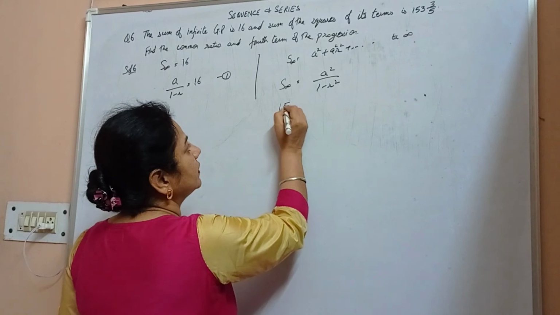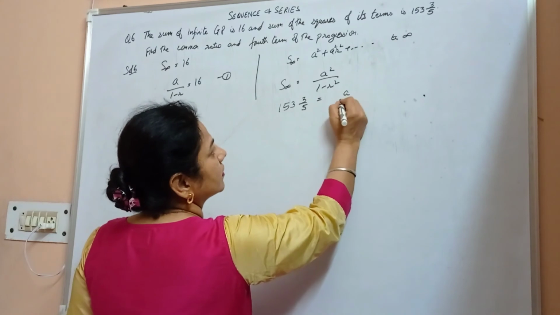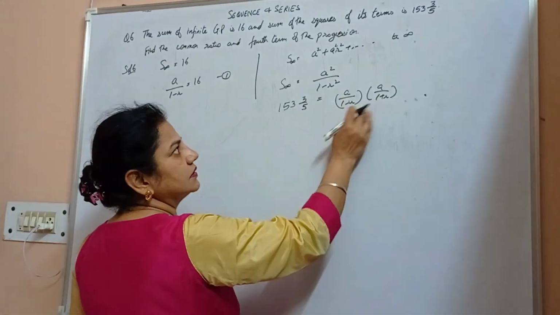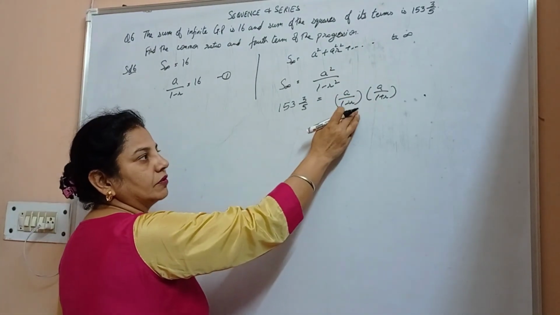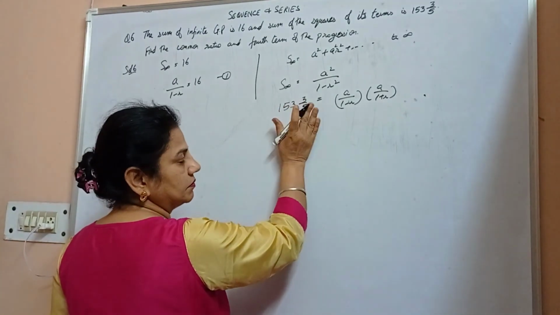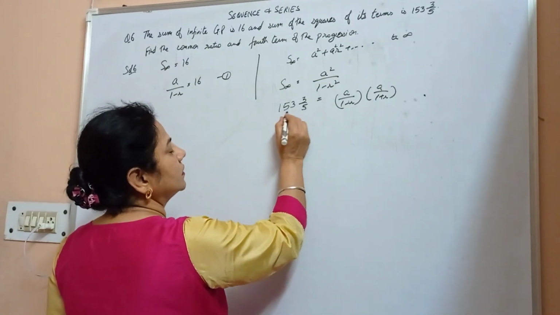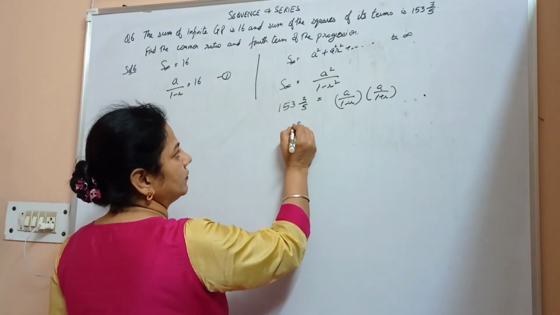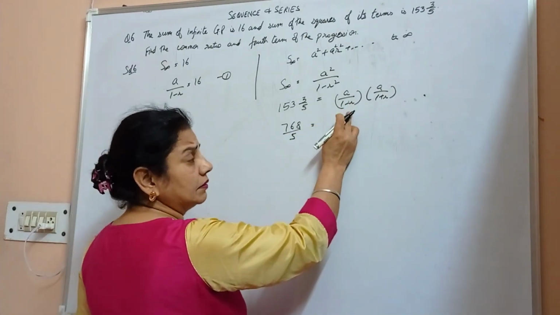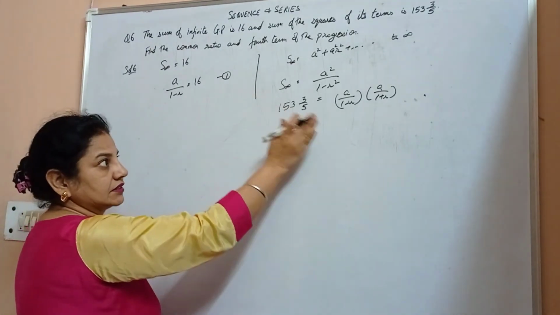So I will write 153 3 by 5 is equal to a upon 1 minus r into a upon 1 plus r. I split it into the factors a upon 1 minus r and a upon 1 plus r. Solve this, make the mixed fraction into an improper fraction. I will get 768 divided by 5 is equal to a upon 1 minus r times a upon 1 plus r. From the first equation, a upon 1 minus r is 16.